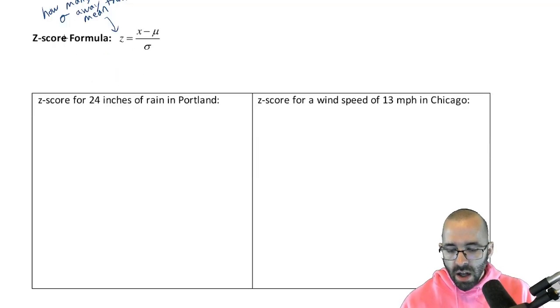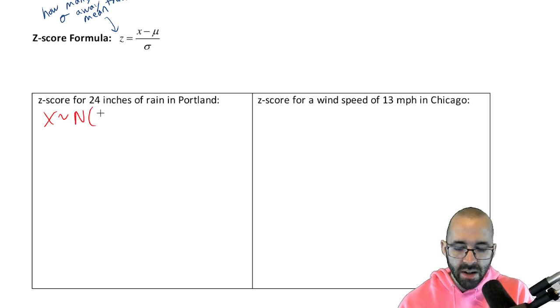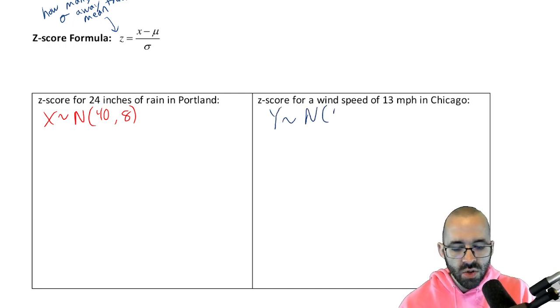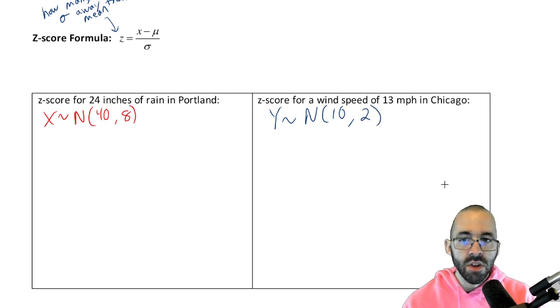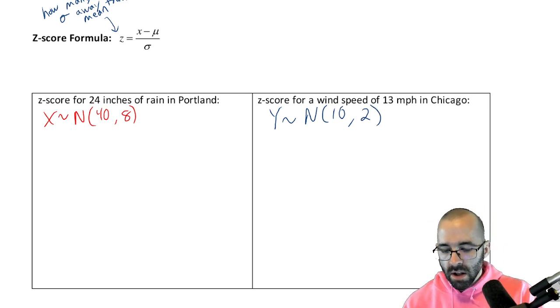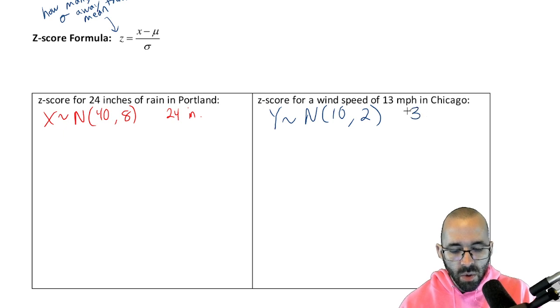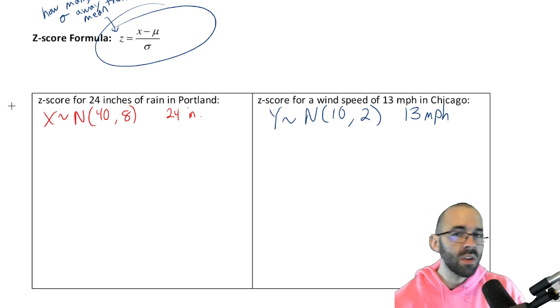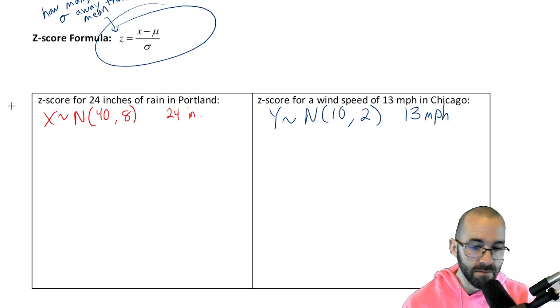So, we know Portland, x, is normally distributed with a mean of 40 and a standard deviation of 8, whereas Chicago, y, was normally distributed with a mean of 10 miles an hour and a standard deviation of 2 miles an hour. We had one specific event of 24 inches of rain and one specific event with 13 mile an hour winds. What is more extraordinary? We will use this.